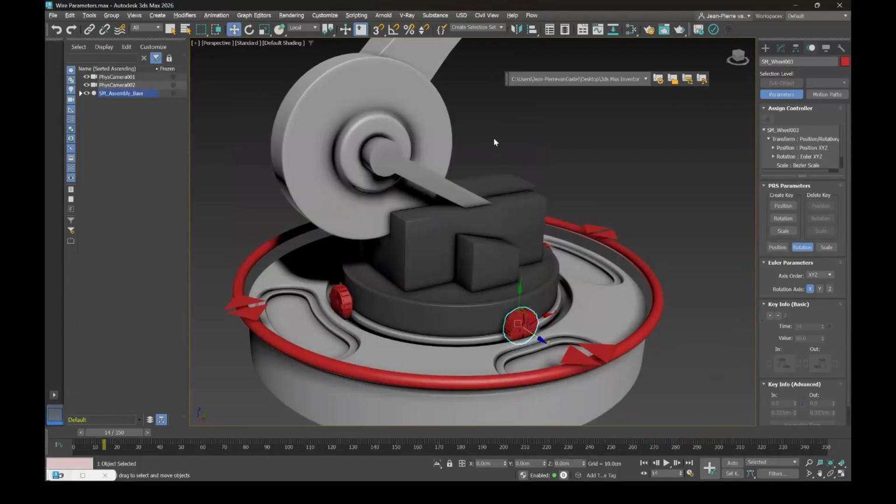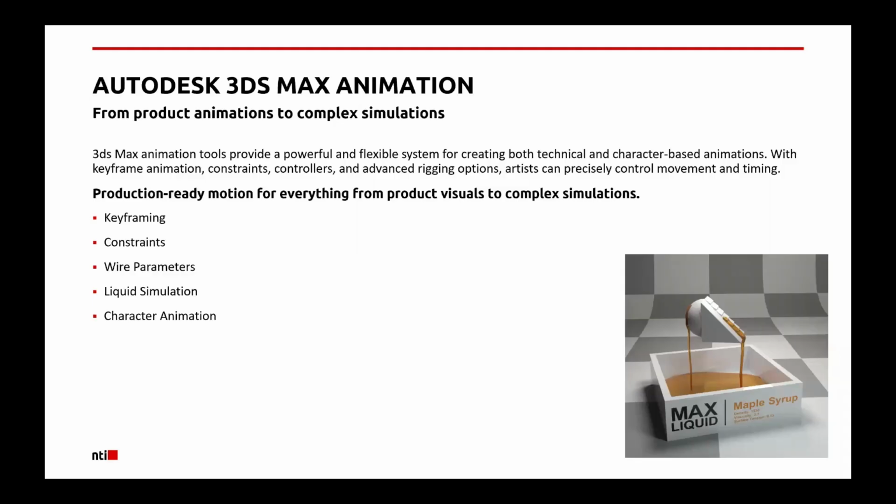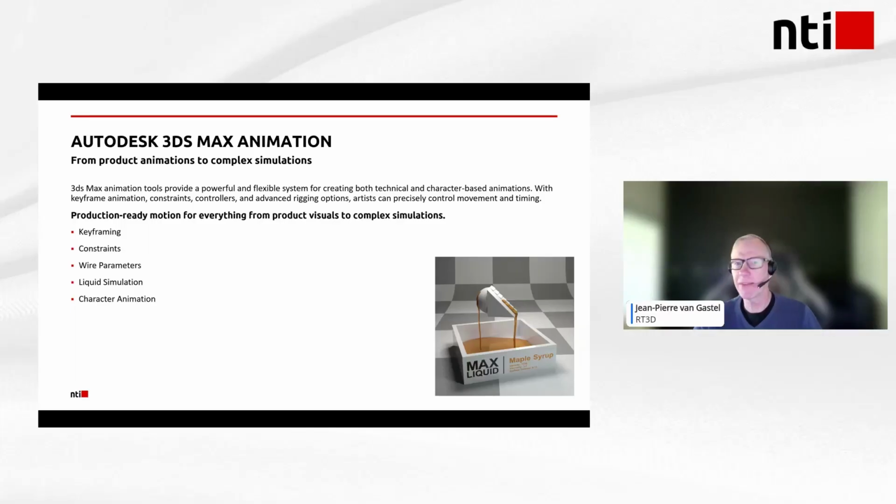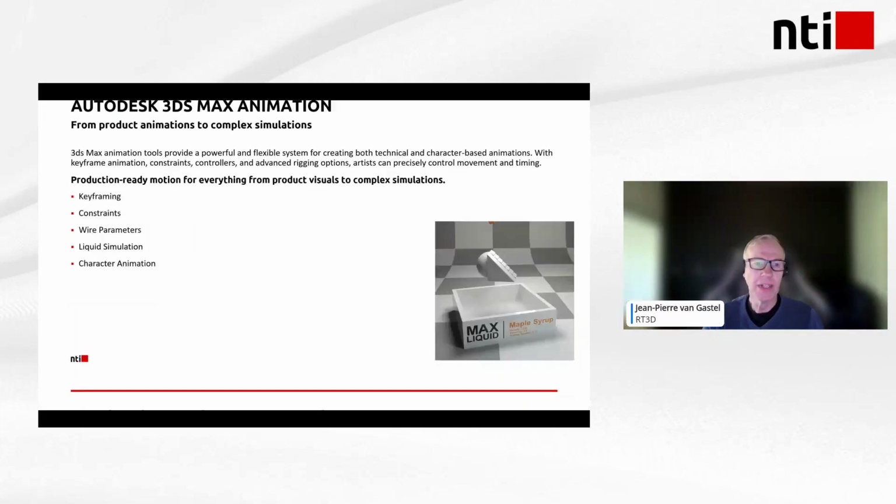So expressions, that's how we call wire parameters. Very interesting when you want to set up your mechanism or your kinematics. And we have plenty of options. And again, what you see, 3ds Max doesn't need to be very complicated or difficult. You just need to pick the right pieces in the program. That's the thing. So that was a bit about animation.